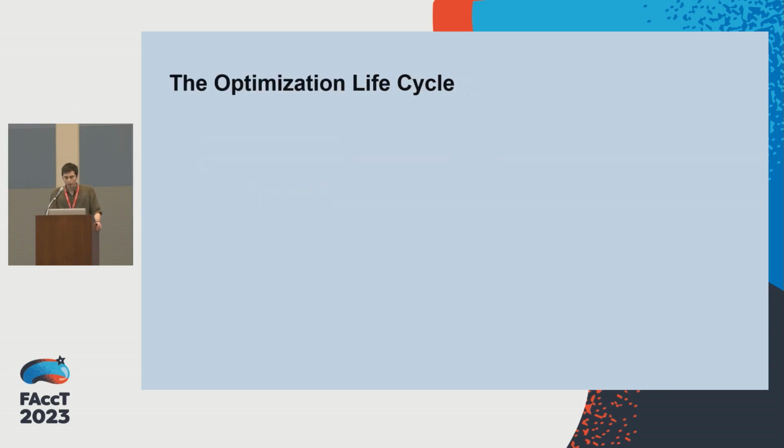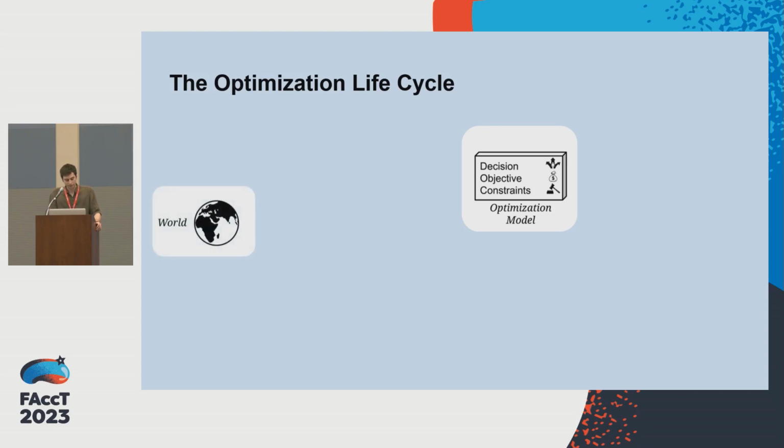So now I'll walk through a typical optimization process to give a sense of how optimization is used in the real world as a paradigm and as a decision aid. We've already talked about what an optimization model is. Now we'll situate its use in real-world systems.